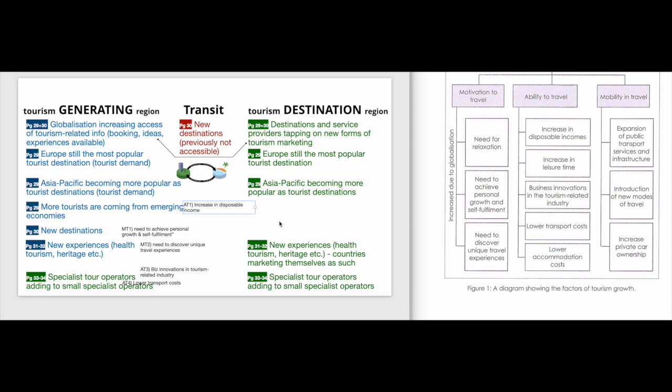As for mobility to travel, it all goes back to the transit. We can use that to explain why there are new destinations that were previously not accessible, because basically there's an increase in the mobility to travel.